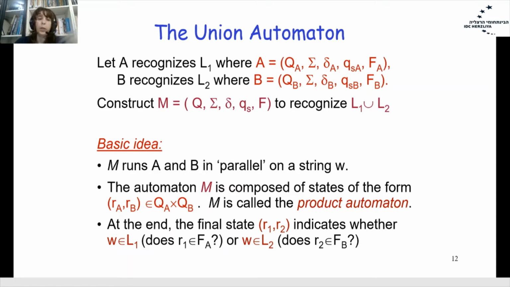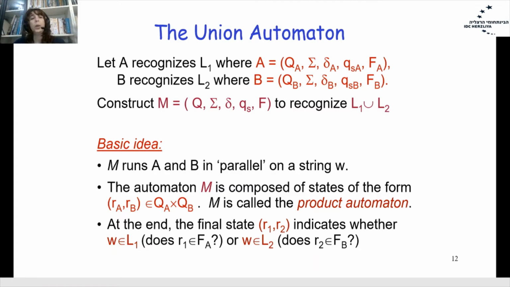The basic idea that we explained before is to build a Cartesian product automaton M that in parallel runs on a string W in automaton B and in automaton A. So basically automaton M starts running from the initial state of both automata, A and B, and continues for each input letter to move in two machines, in A and in B. So basically, our new states in the product automaton will be the Cartesian product of QA and QB.